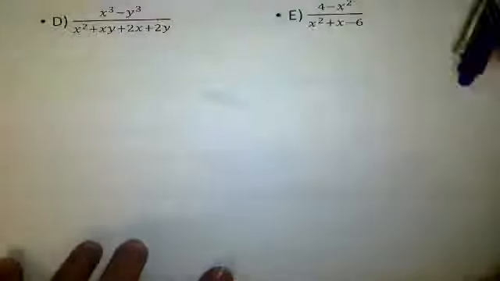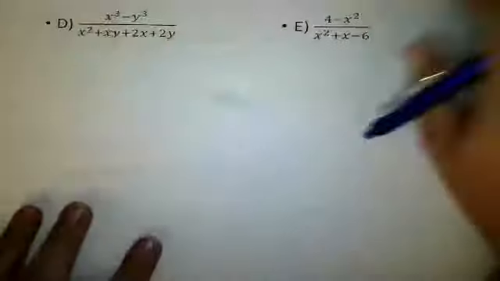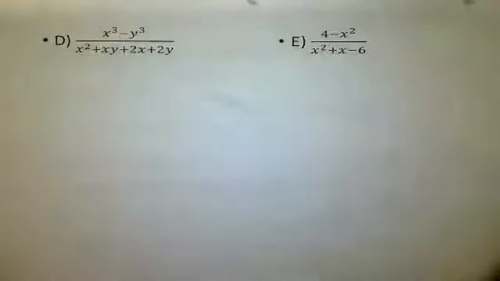I have just 2 more. It seems like a lot, but I'm just trying to get all the different kinds of factoring in. Okay? And E seems easy, but. All right, we got x cubed minus y cubed over x squared plus xy plus 2xy plus 2y? Okay.